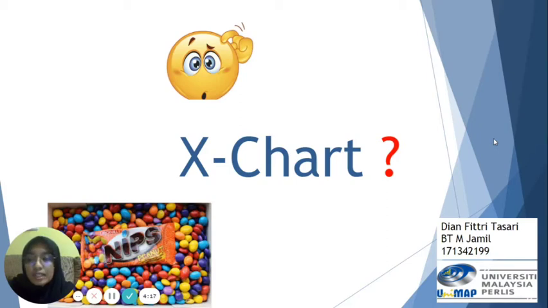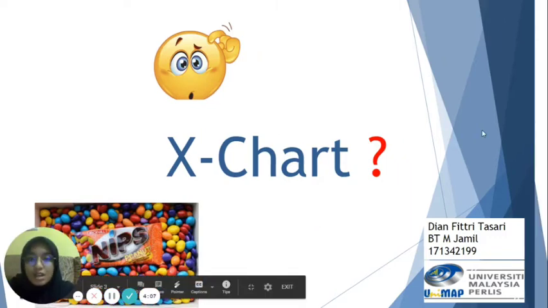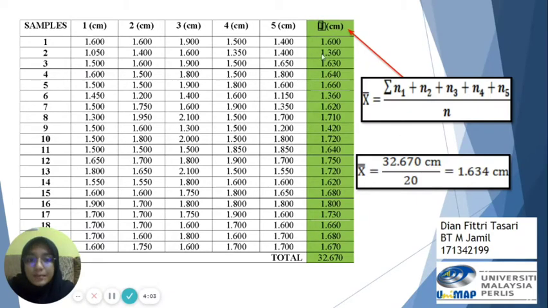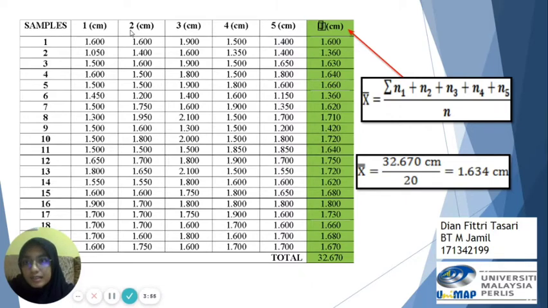The X bar chart is used to monitor the mean of the process based on 20 different packs of the peanut nibs chocolate. So, how? First, we have to find the mean of the sample. We will take 20 samples of the nibs chocolate and replicate the length of the peanut. In order to find the mean, we sum up all the lengths of peanut 1, peanut 2, peanut 3, peanut 4 and peanut 5, and we divide by the number of peanuts, which is 5. So we will get the mean.